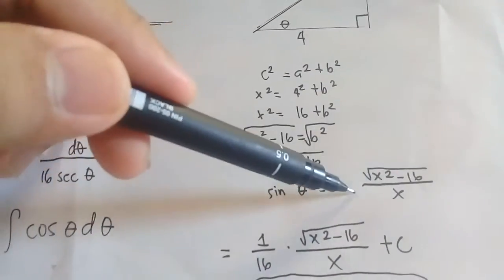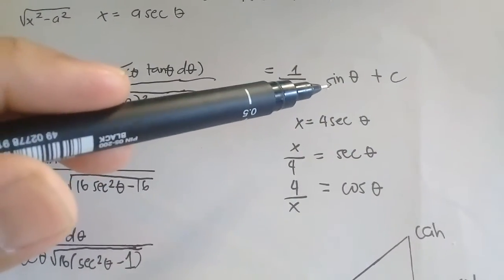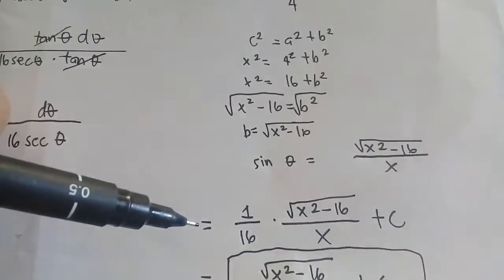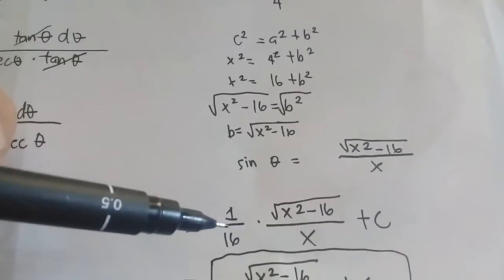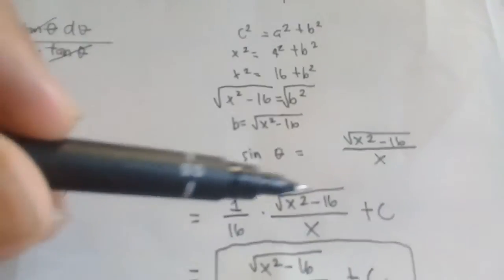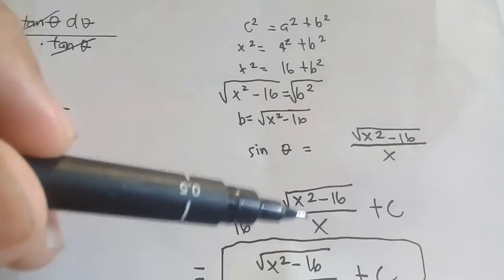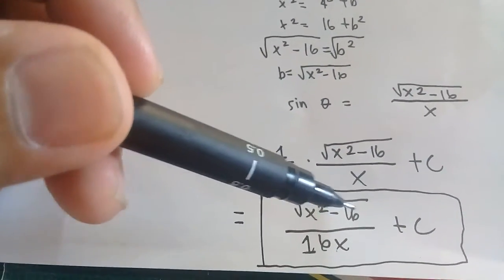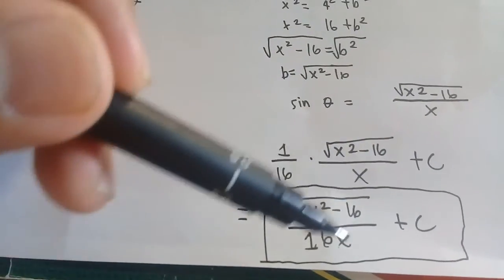Then we have to substitute the value here in the final answer from earlier. So the answer would be 1 over 16 times the square root of x squared minus 16 over x plus c. Or simply, the square root of x squared minus 16 all over 16x plus c.